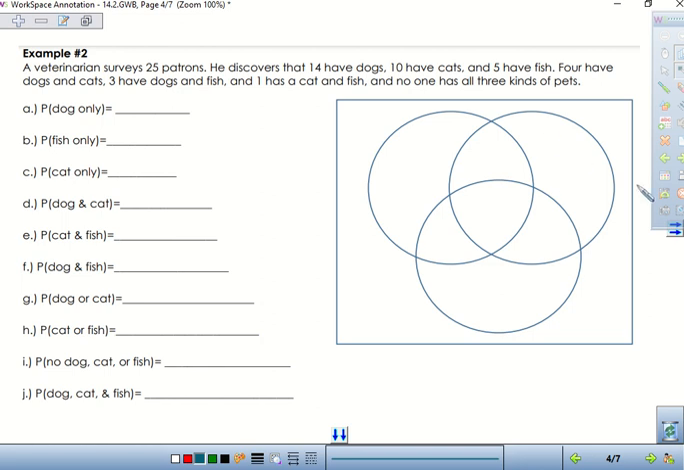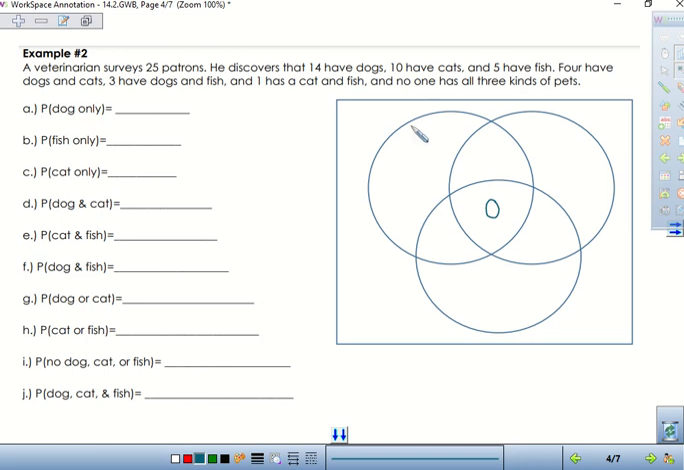So, a veterinarian surveys 25 patrons. He discovers that 14 have dogs, 10 have cats, and 5 have fish. 4 have cats and dogs, 3 have dogs and fish, and 1 has a cat and a fish, and no one has all 3 kinds of pets. So step 1, whenever you're doing one of these, you always want to work inside out. That's really, really important. So from the very inside, what's going to go here? Nothing. 0. Why is this one 0? No pets. No one has all 3. So nobody's going to be in that triple overlap.